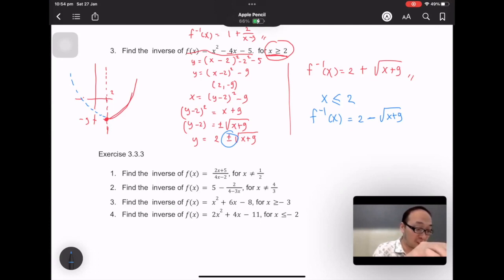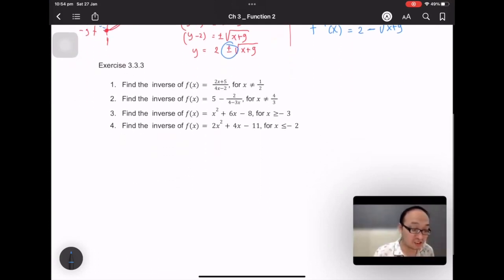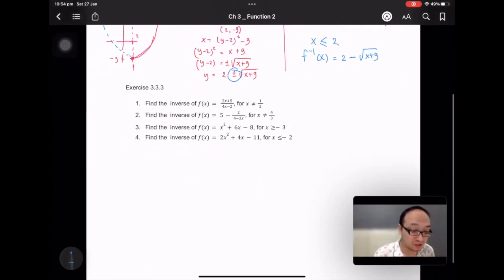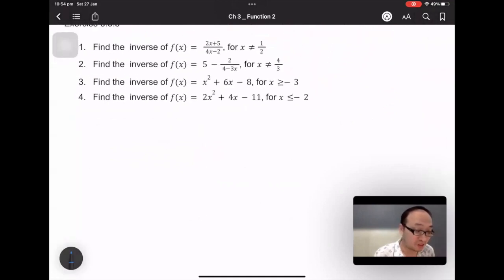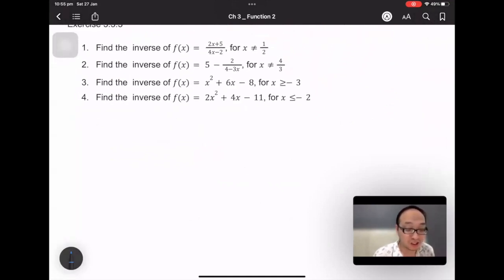And this is the exercise for you. If you see in exercise number 4, the domain is smaller than. So that means you have to take the negative square root after that.